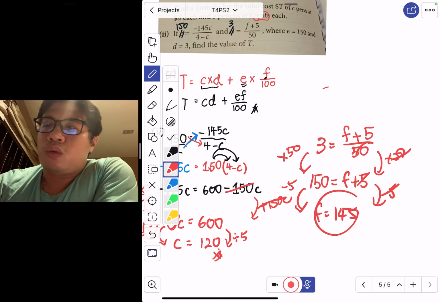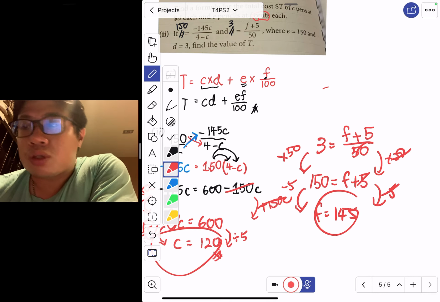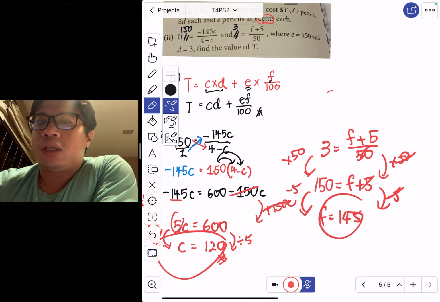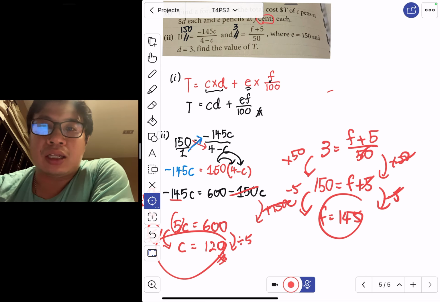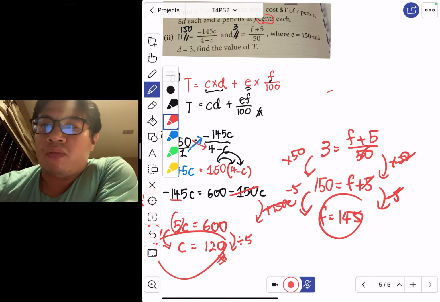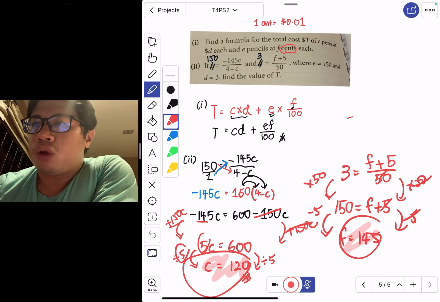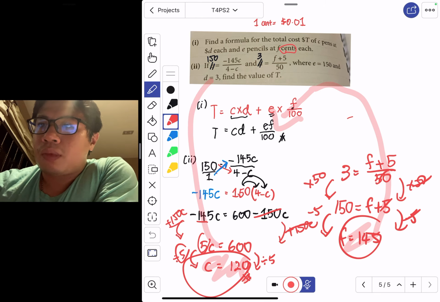Once you have F equals 145 and C equals 120, all you need to do is substitute this into the value of T. You know that part 1 and part 2 of these questions are actually linked. So when you have the value of C and the value of F, you need to substitute this back into the question here.